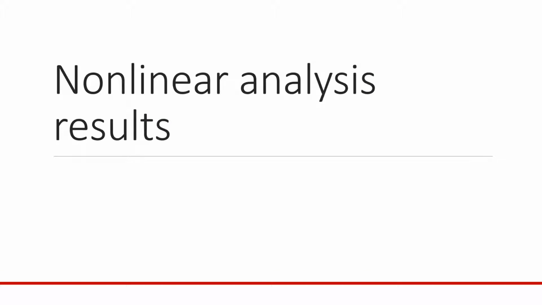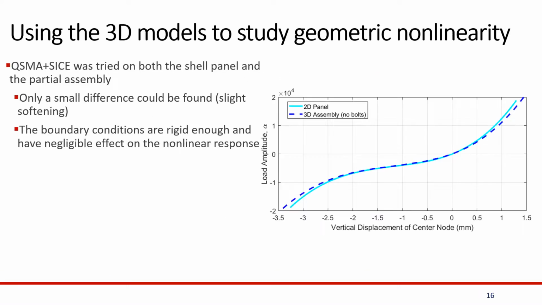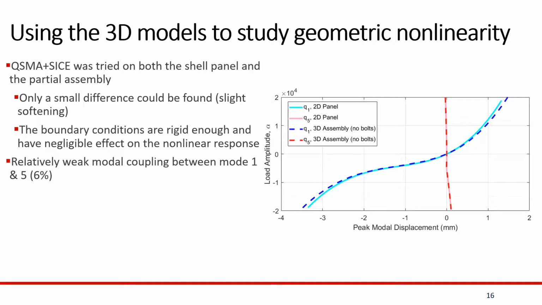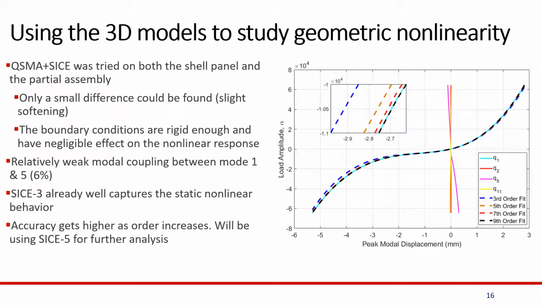Now we're going to look at the results that we get by applying this approach. First, we use the 3D models of just the panel and the partial assembly to study geometric nonlinearity and see what kinds of results we get. Only a small difference can be found between the panel and the partial assembly. This means that the boundary conditions are rigid enough and have negligible effect on the nonlinear response. Now we also observed relatively weak modal coupling between modes 1 and 5, and going forward we assumed it is safe to neglect modal coupling.